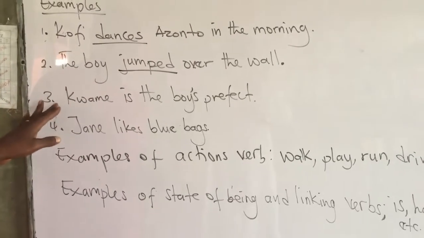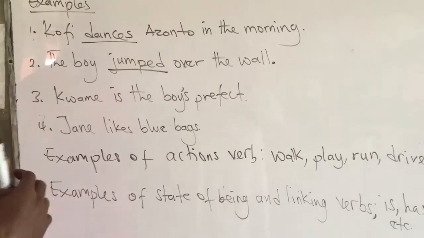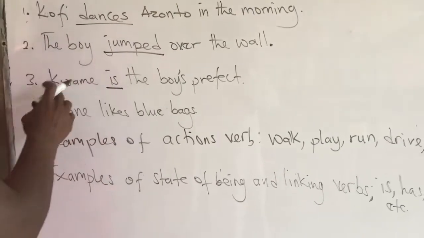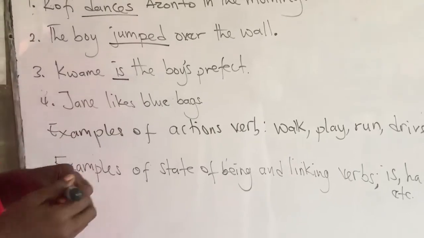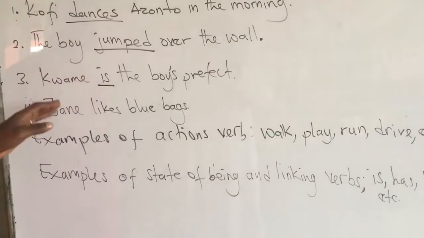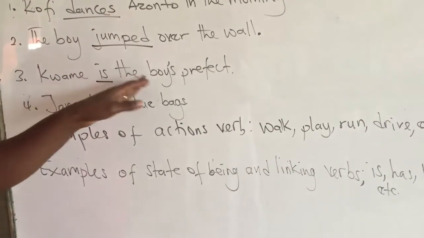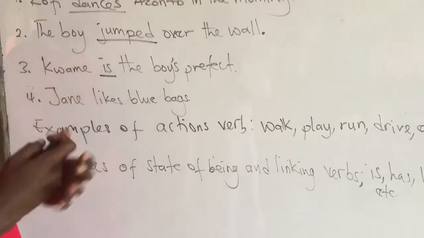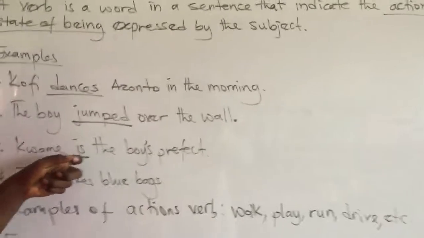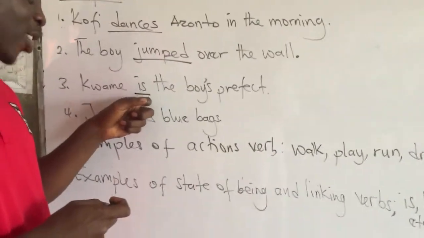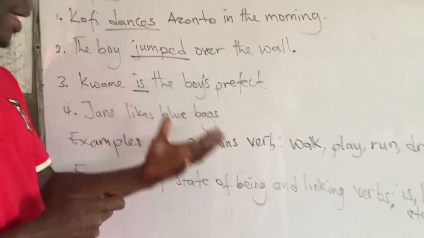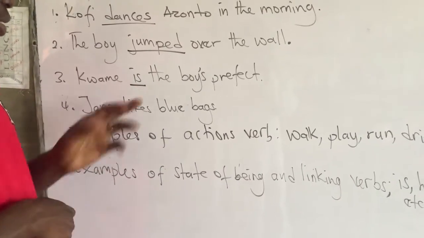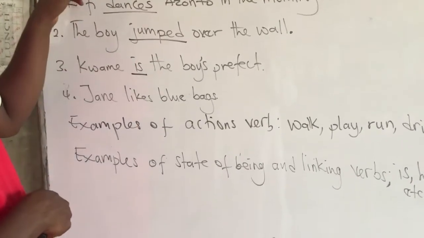The next one is Kwame is the boy's prefect. Now the verb in this sentence is "is", and the subject is Kwame. Now if you look at this sentence carefully, you realize that Kwame is the boy's prefect. You won't see Kwame performing any action here, but you say it's a verb. So it's here as a verb, but it does not indicate action, but it tells us the state of Kwame among the boys. That is what gives us the second definition.